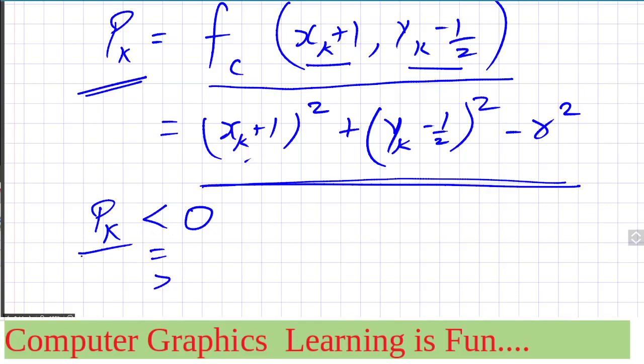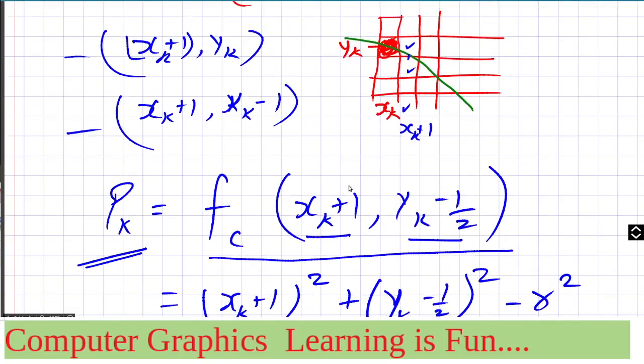So pk is less than 0, we understand that the midpoint is inside the circle. If the midpoint is inside the circle, then we will keep the yk itself, since it means that yk is what should be plotted. If the midpoint is outside the circle or on the boundary, we plot yk minus 1. That is the thing.